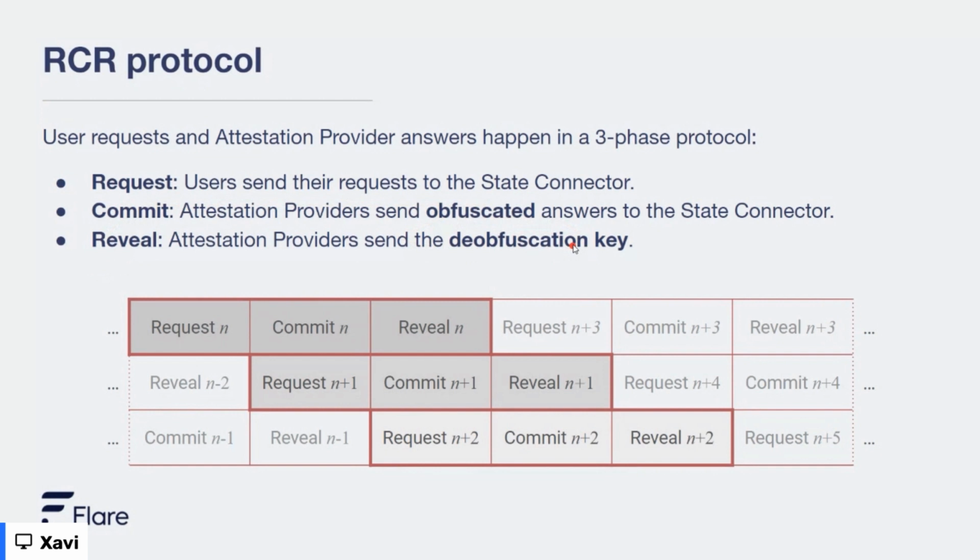And the performance gain comes from the fact that these 3 phases are actually overlapped. So you make a request, and while the attestation providers are committing their results for that request, you can start making a second request. And while the reveal phase for the first request comes in and the commit phase for the second request comes in, you can start a third request. So with this simple overlapping, you get a 3-fold performance gain.